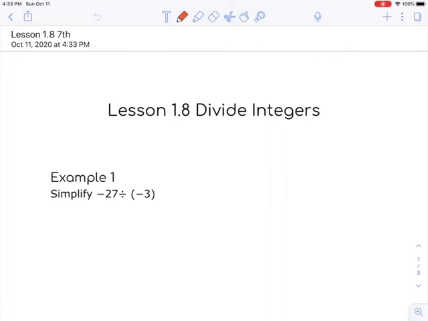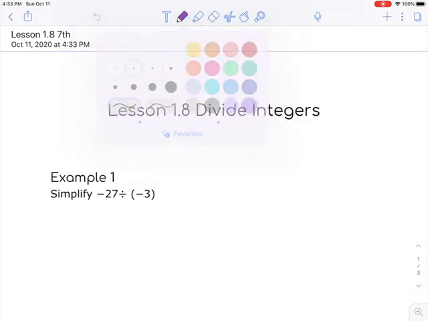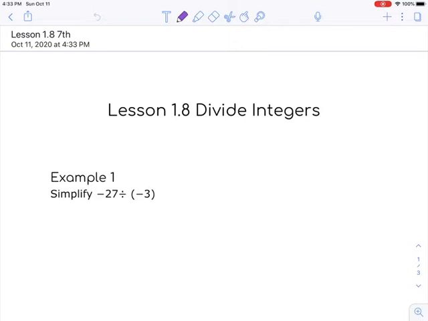Hello everybody. Today we are going to be talking about how to divide integers. We already talked about how we can multiply integers, and when we divide we use the same rules that we talked about when we multiply.